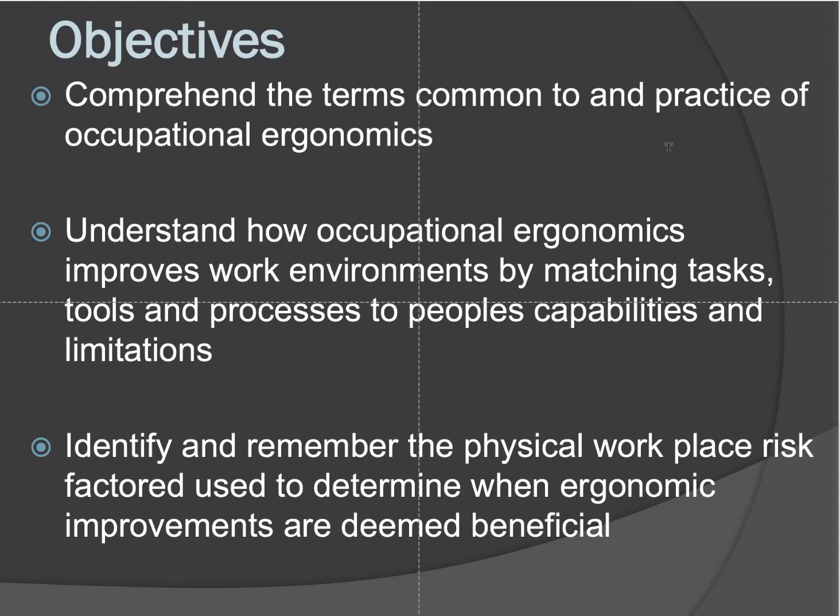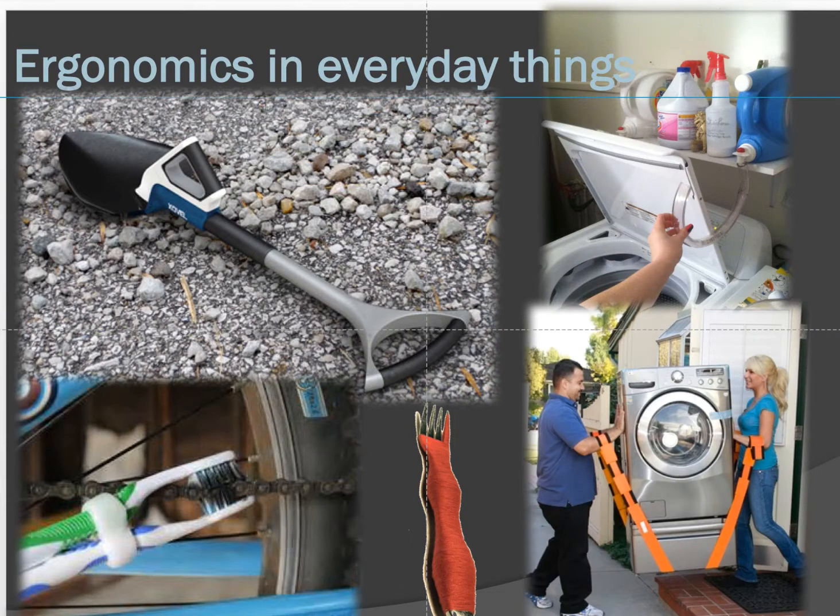So the objectives for this learning unit, you will be able to comprehend the terms common to the practice of occupational ergonomics, understand how occupational ergonomics improves work environments by matching tasks, tools, and processes to people's capabilities and limitations. And by the end of the learning unit, you'll be able to identify and remember the physical workplace risk factors, the contributing workplace risk factors, and start to gain an understanding of how you can use the analysis of these to improve the work environments for folks so they're less likely to be injured or less likely to experience pain at the end of the day.